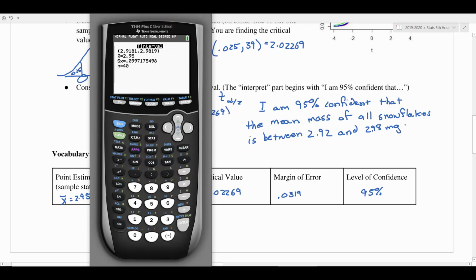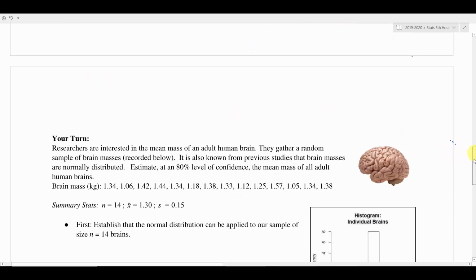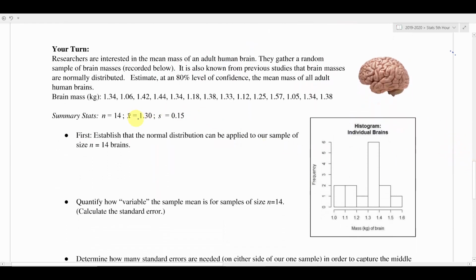All right, what I want you to do at this point, right? So that's another run through of another problem there, explaining this thing in great detail. What I want you to do is turn your notes over. You should have the second page where they're going to estimate the mean mass of an adult human brain. Okay, and real quick, I know it says 80% on your notes. I want you to change that to a 95% level of confidence here instead of an 80%. So make sure you make that change.